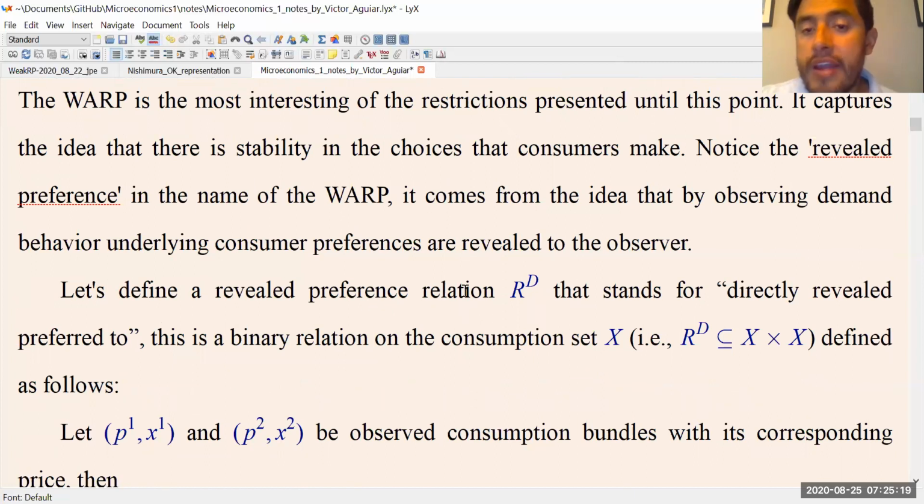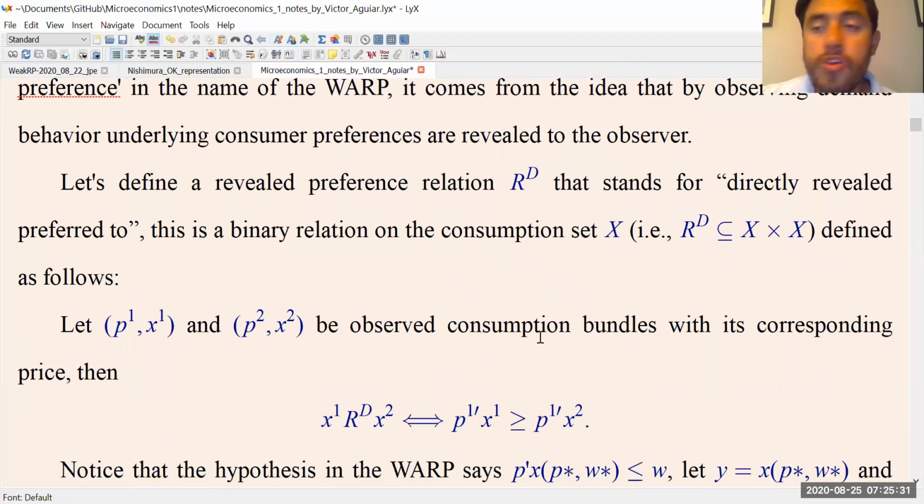A revealed preference relation, R superscript D, stands for directly revealed preferred to. This is a binary relation on a consumption space set, defined as follows. Take any two pairs of prices and bundles, (p1, x1). x1 is a consumption bundle that I pick according to p1. To what income? Applying Walras law, the income is p1 times x1. So income is not written here because it's already implied, okay? Income is p1 times x1. So my data here is a price and a consumption bundle. And then I have another price and another consumption bundle, (p2, x2). All of these are vectors, right?